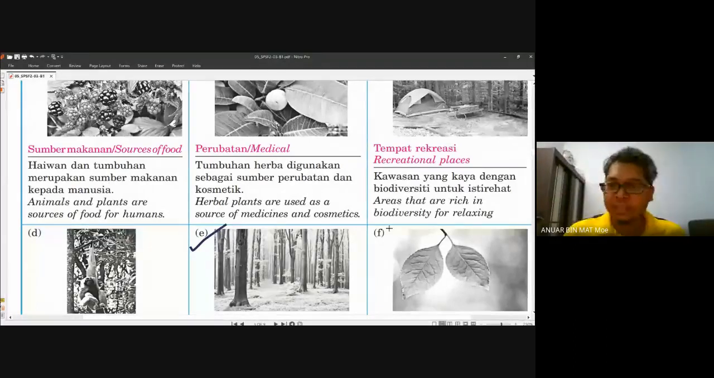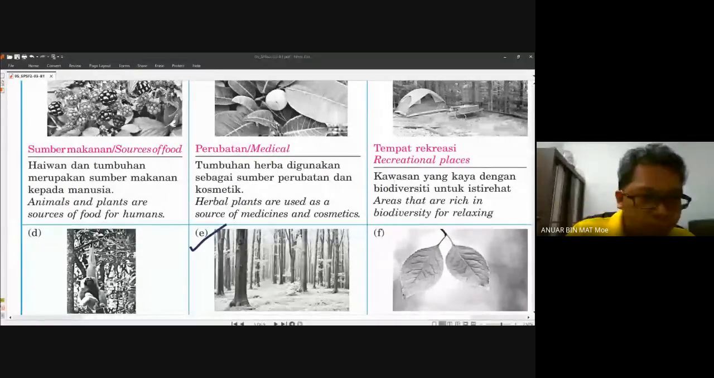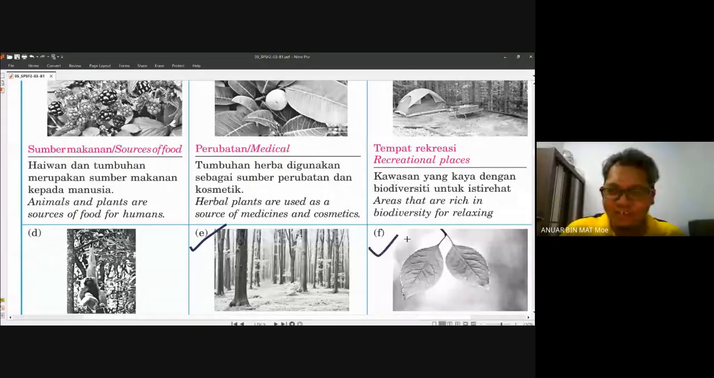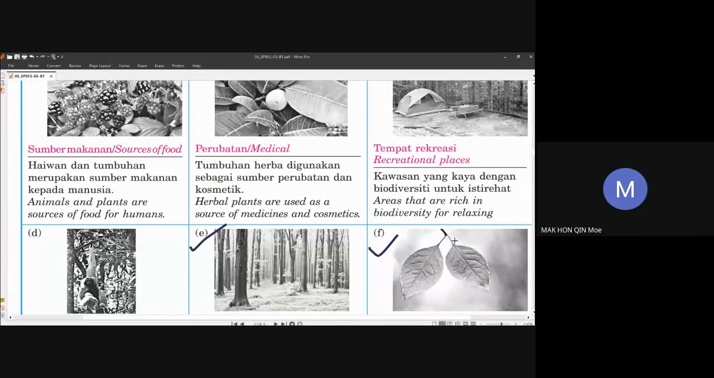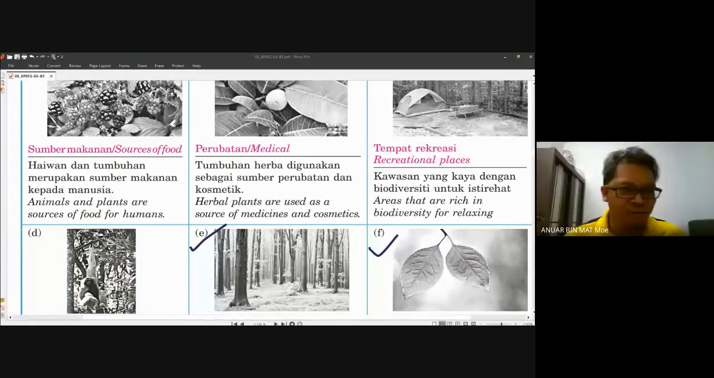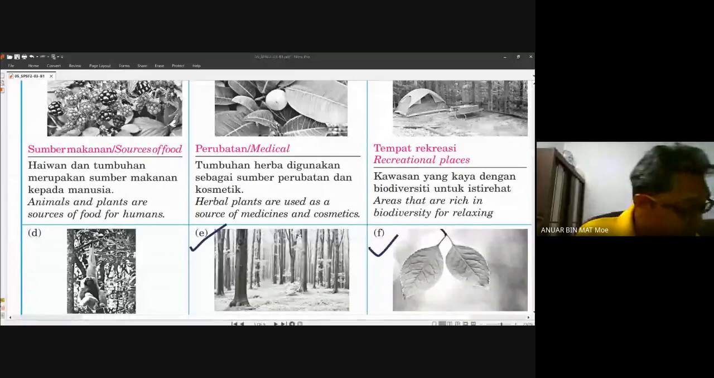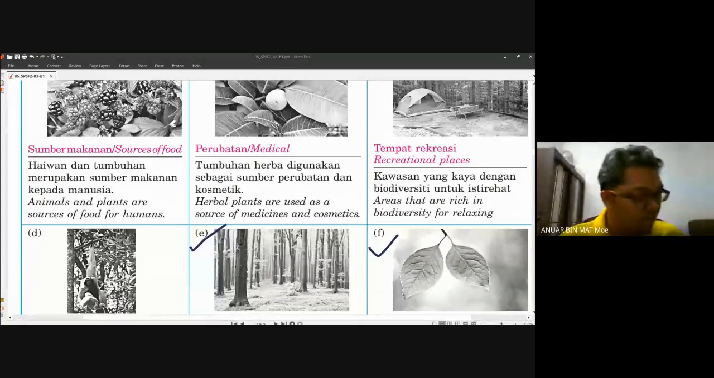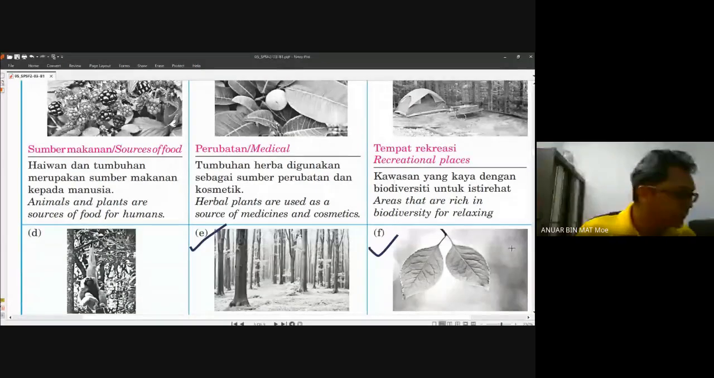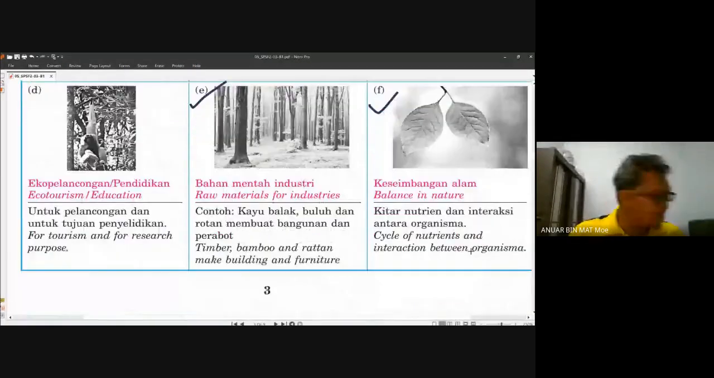Okay, so 2F. Mark Honchin, 2F. Balance in nature. Okay, very good. Very fast response. Thank you very much. Your answer is correct. 2F is the balance in nature, meaning that they have a cycle of nutrients and interaction between organisms. So next one, we go to page number 4.